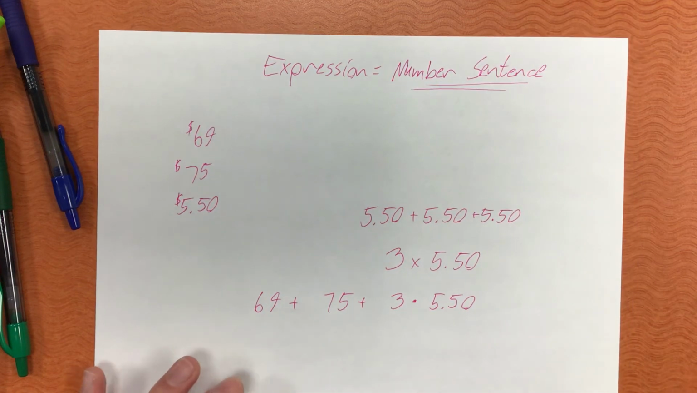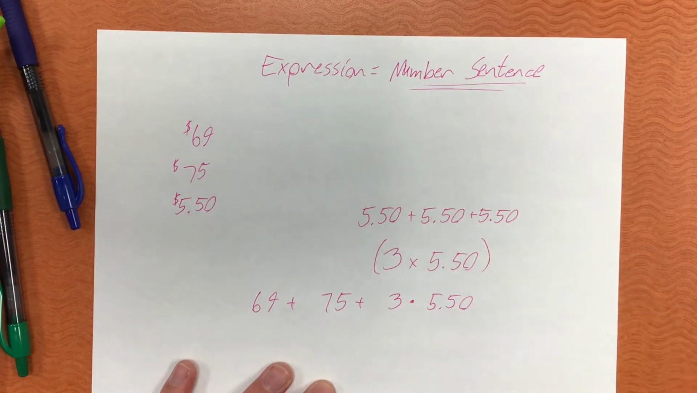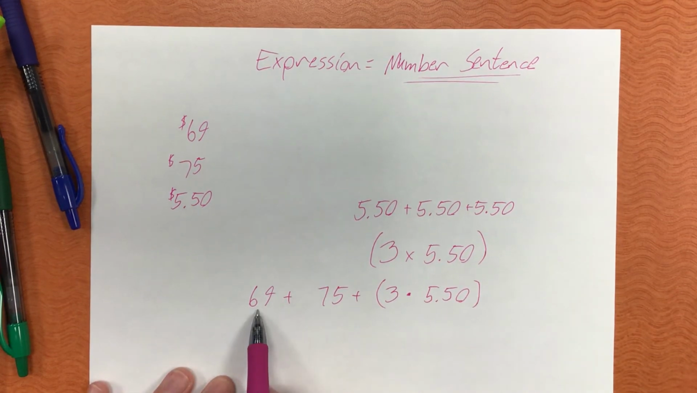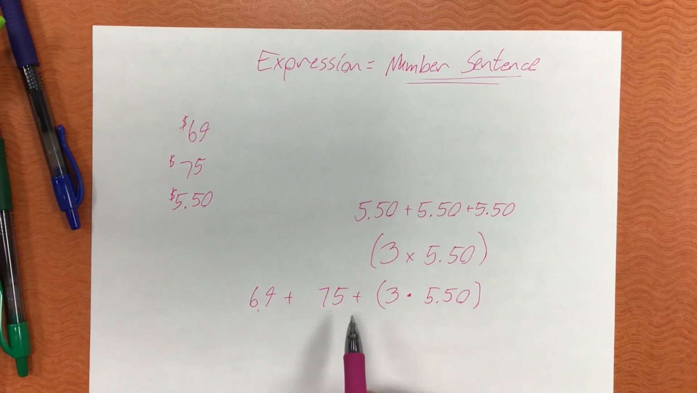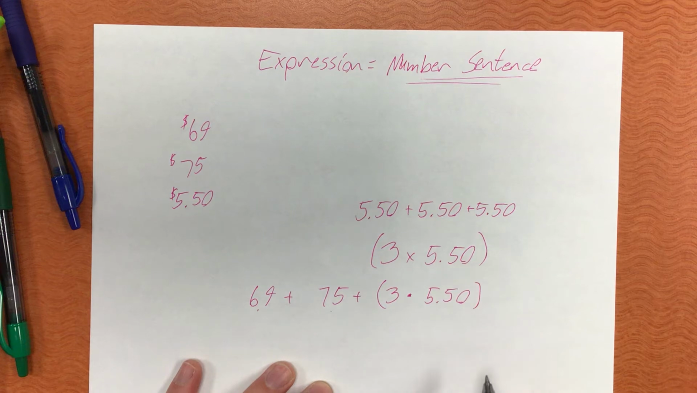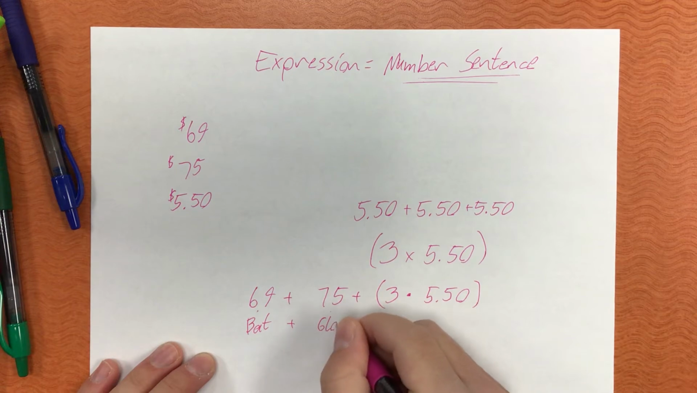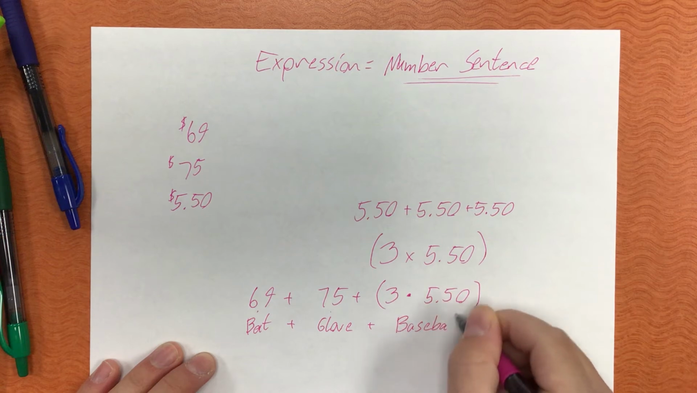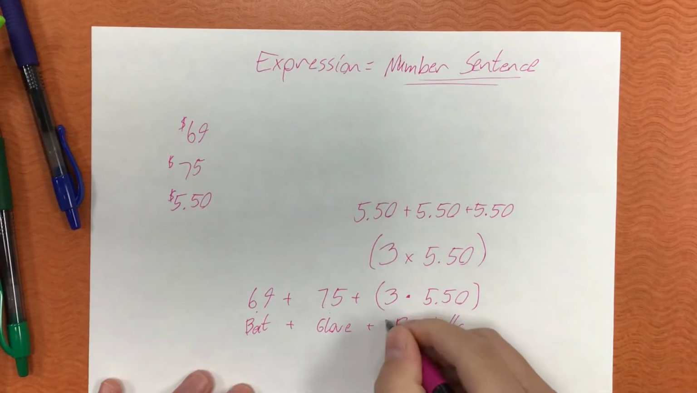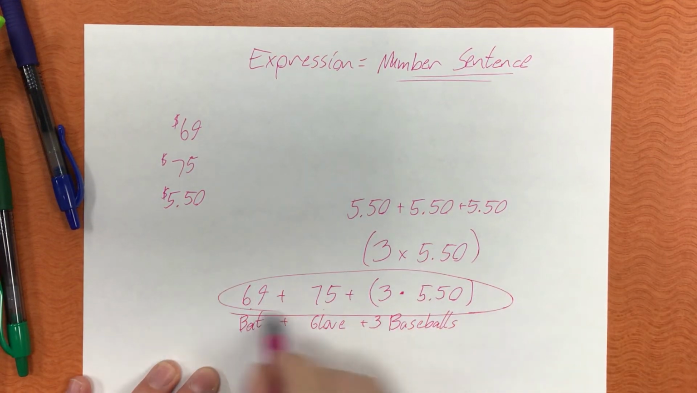But I like to make it even easier, and I like to say, okay, well, I know there's 3 baseballs. I'm gonna make that its own little thing. So I'm gonna put that into parentheses right here. So it's 3 baseballs, that's the 3 baseballs. There's your bat, there's your glove, and then there's 3 baseballs right there. I could even label them, that way I know what I'm looking at. Whatever makes it easy for you to see. 3 baseballs, there you go. So that right there, that's my expression.